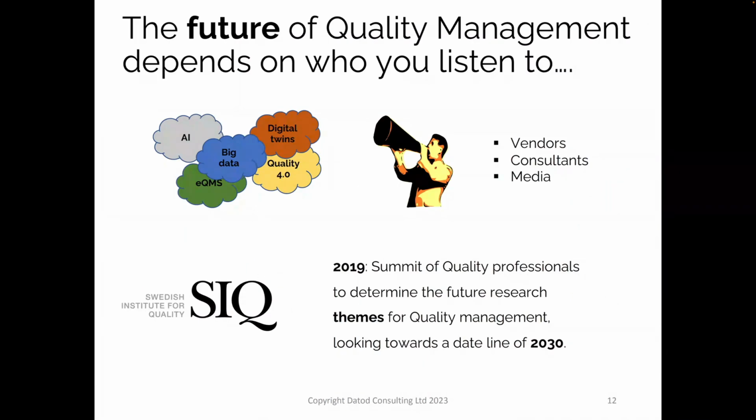So how quality management looks in the future really does depend on who you ask. If you ask individuals that are very closely aligned with applications such as EQMS and big data and AI, you get one position, and if you ask others, you get a different position.